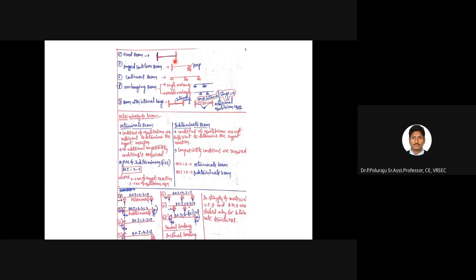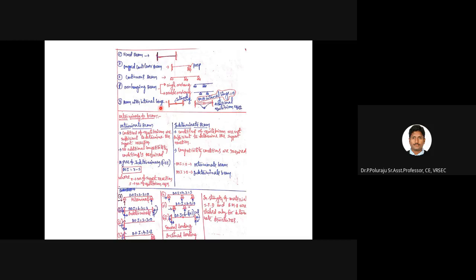Third one is fixed beam, both sides are fixed. Propped cantilever is one side fixed and the other side roller or hinged. And the fifth one is continuous beam. You have more than one span, that is nothing but a continuous beam. And overhang, there are two types again, single overhang and double overhang. If you have only one side overhang, that is single, and if you have two sides overhang, that is double.